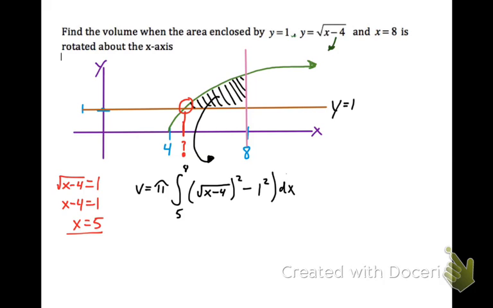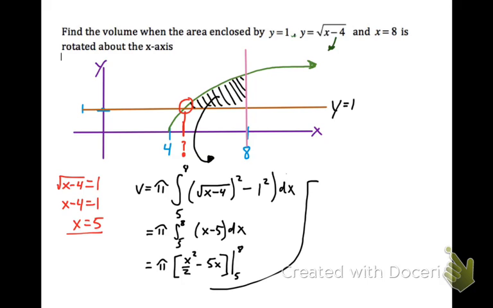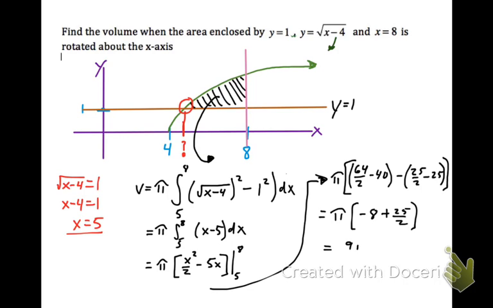So actually the math on this isn't too bad. Once I square out that function, my square root nicely goes away, and I can tidy this up, and I just have x minus 5, and then a quick integral here, x squared over 2 minus 5x from 5 to 8. Plugging those values in, don't forget that pi out front. I often forget about that pi when I'm doing the volume. Working this through, some fraction work here, should give you 9 pi by 2. So my volume is 9 pi by 2, and that's a volume, so it's units cubed.